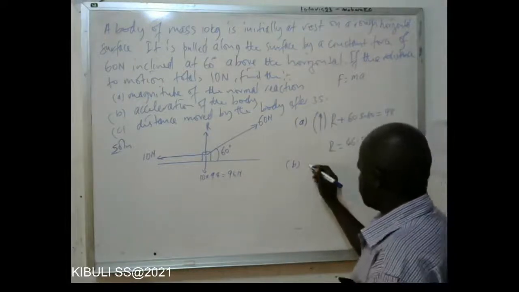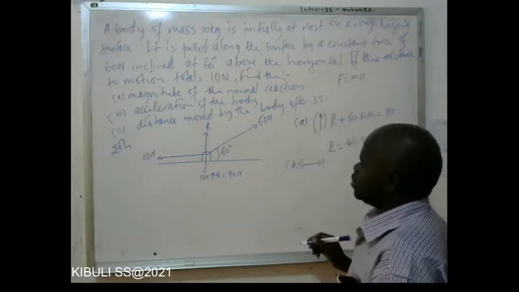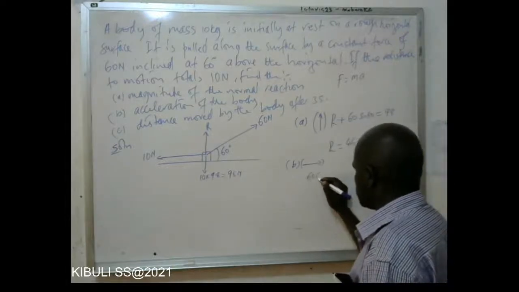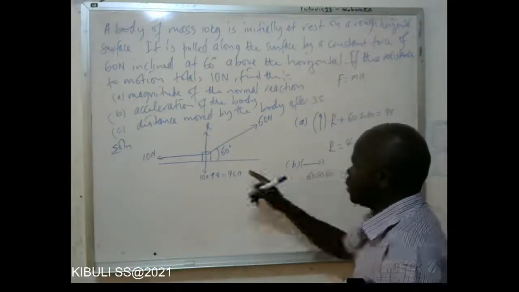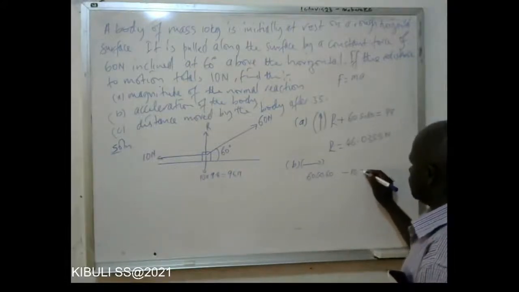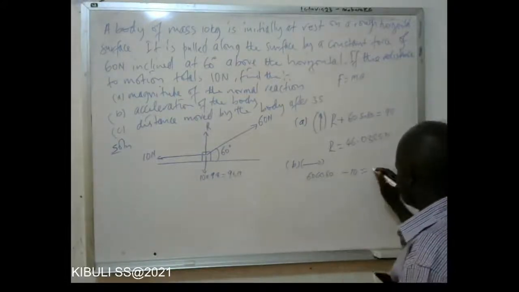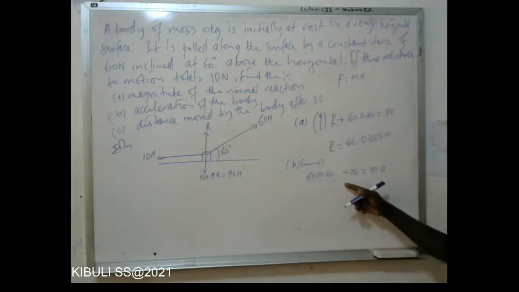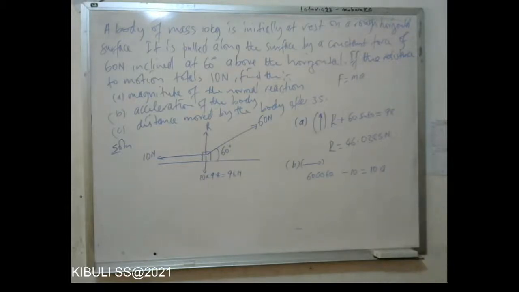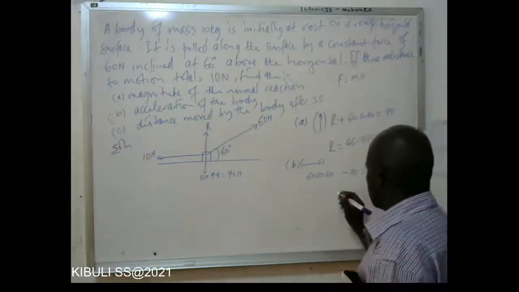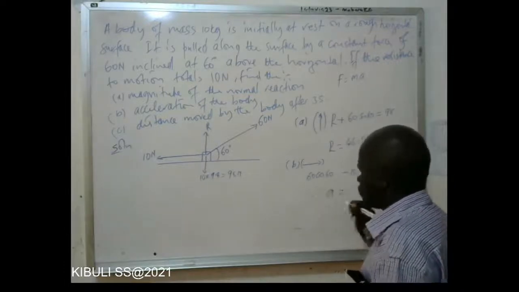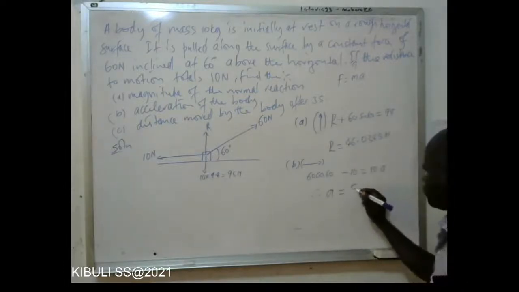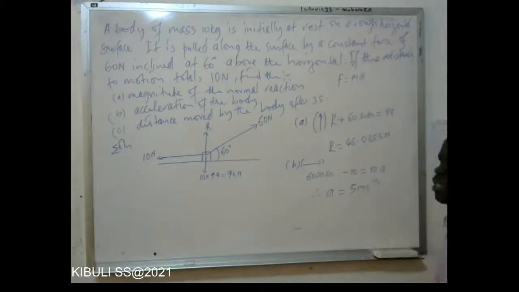So when we resolve the forces horizontally, we are going to say that 60 cosine 60 minus the resistance equals the mass, which is moving, times the acceleration. So this is Newton's second law. When we calculate this, we get the acceleration as 5 meters per second squared. So this is the acceleration at which the body is moving.